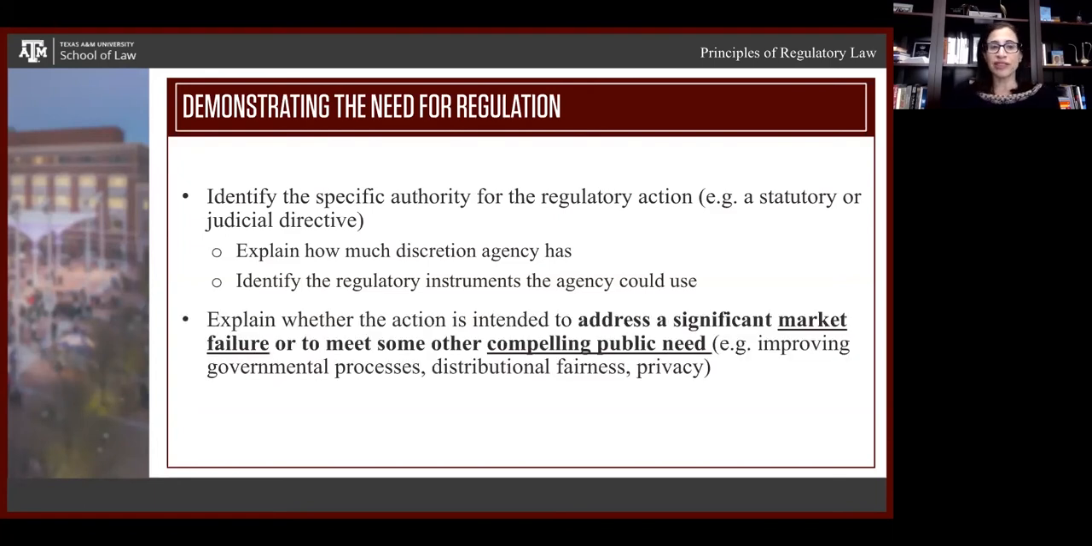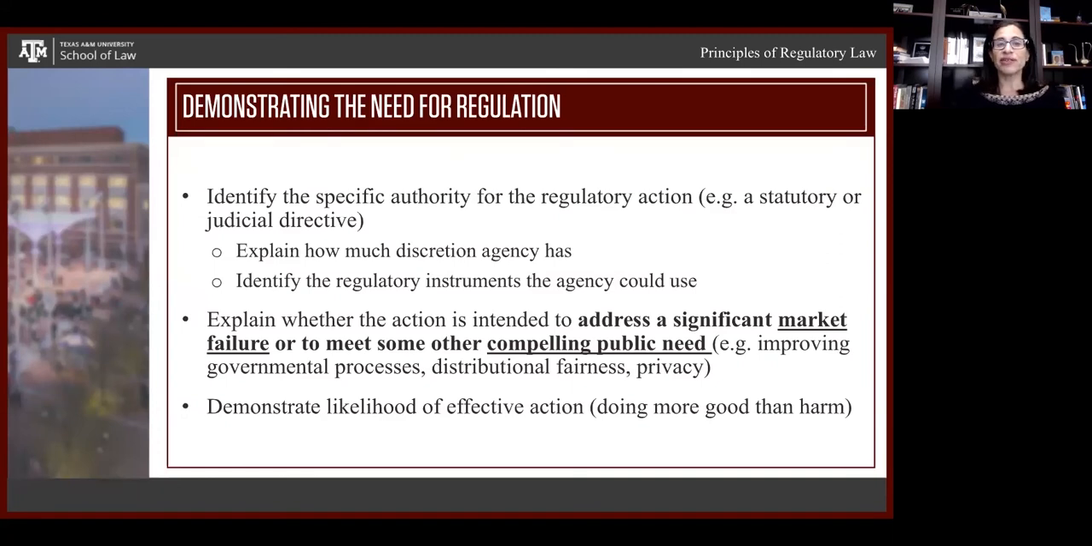In addition, demonstrating the need for a regulation involves explaining whether the action is intended to address a significant market failure, and we'll talk in a minute about what that means, or to meet some other compelling public need. And a compelling public need could include something like improving governmental processes, distributional fairness, or protection of privacy. And third, demonstrating the need for the regulation should address the likelihood of effective action. So the likelihood of doing more good than harm through this regulation.